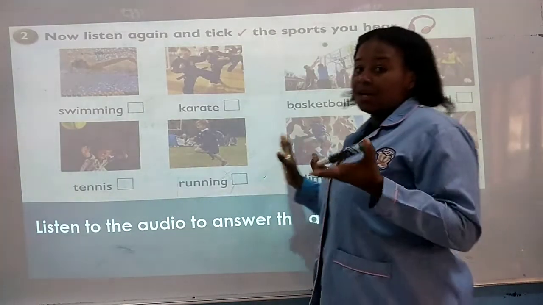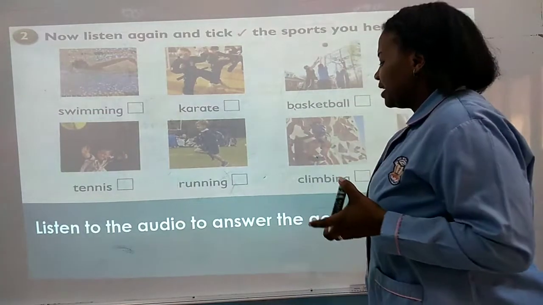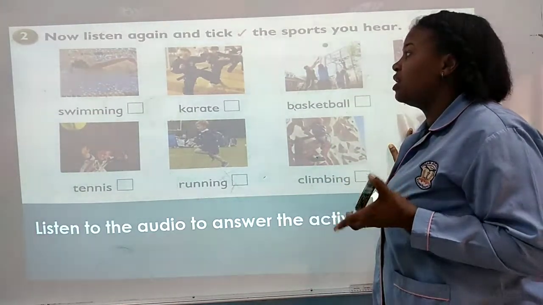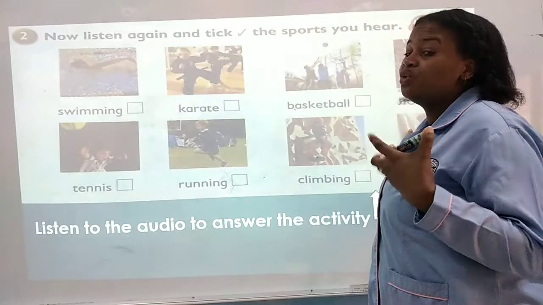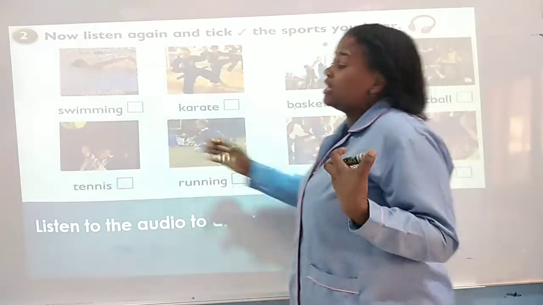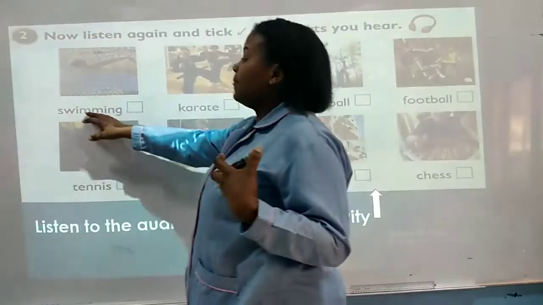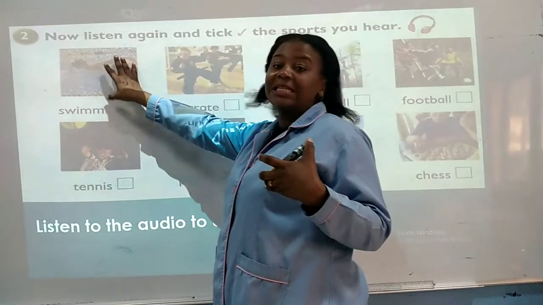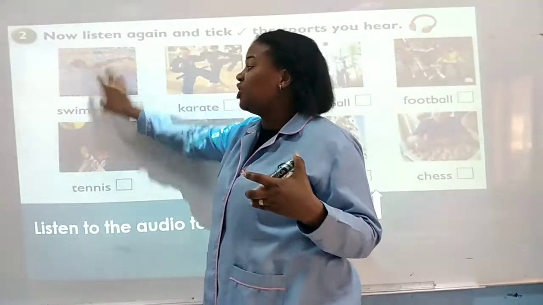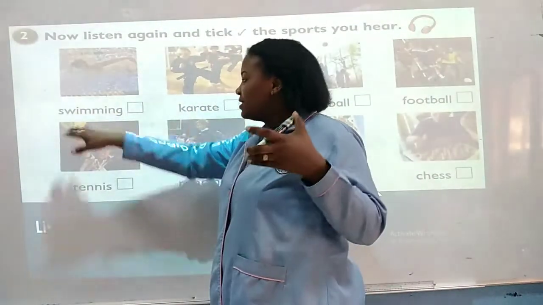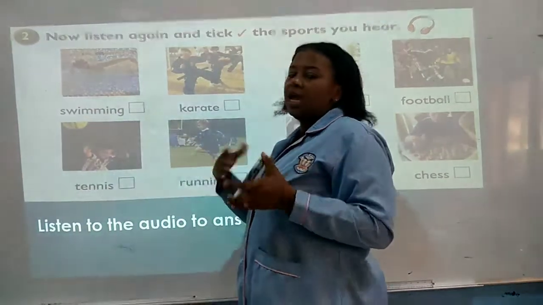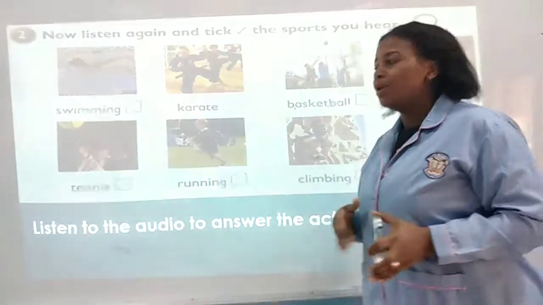Now, this is another activity, but there's nothing much to be done here. All you need to do is to do the check. You listen to the word. If the word is not representing the picture, if what is in the picture is not synchronizing with what is in the word, then you exit. But if it's the same, you check.